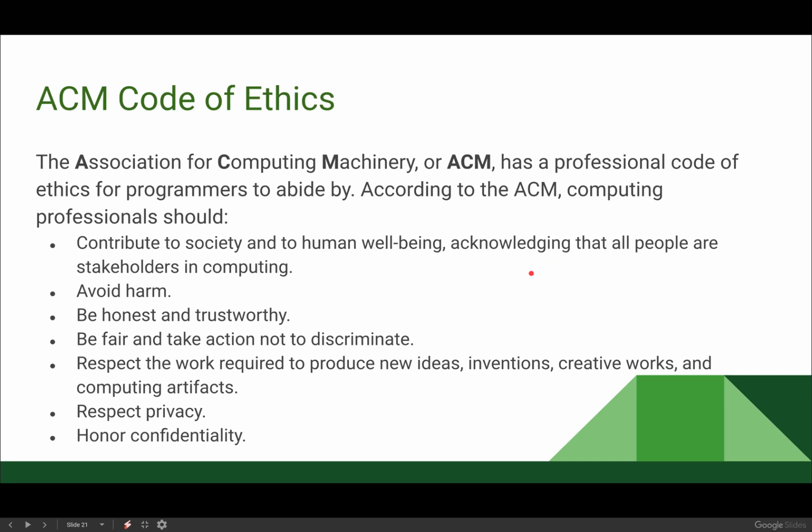According to ACM, computing professionals should contribute to society and to human well-being, acknowledging that all people are stakeholders in computing. Computing professionals should avoid harm. They should be honest and trustworthy. They should be fair and take action not to discriminate. They should respect the work required to produce new ideas, inventions, creative works, and computing artifacts. Computing professionals should respect privacy, and they should honor confidentiality. So, as we are building our programs, we should keep all of these ideas in mind so that we're not building something that could be potentially detrimental.